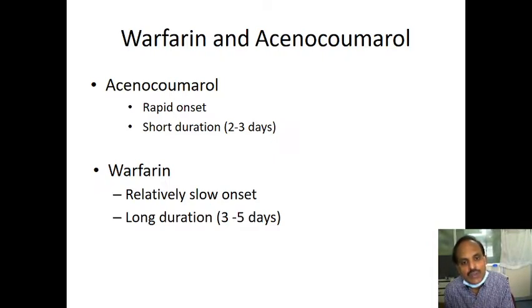So we need to understand very clearly, if someone asks what is the difference between warfarin and acenocoumarol: rapid onset and short duration is acenocoumarol, relatively slow onset and relatively long duration is warfarin. And if you take genetic variation affecting the outcomes of the drug, warfarin is more vulnerable to genetic variations. Therefore, inter-individual variations in the response to warfarin will be more than the inter-individual variations in response to acenocoumarol.